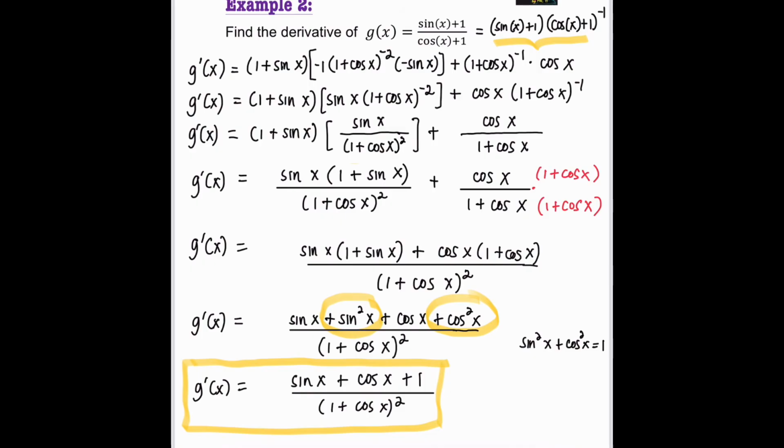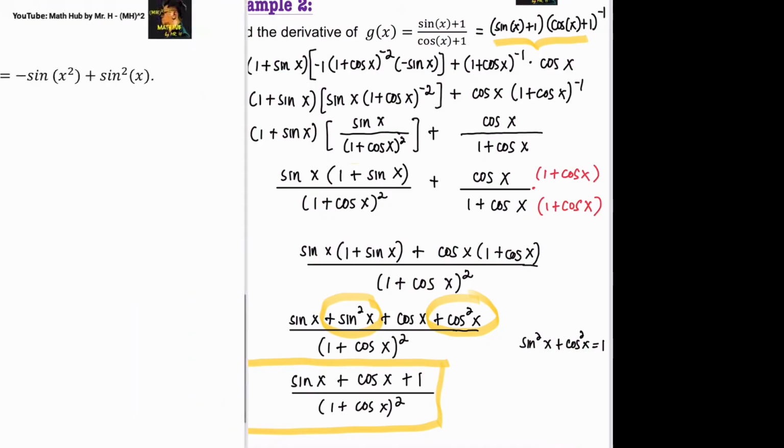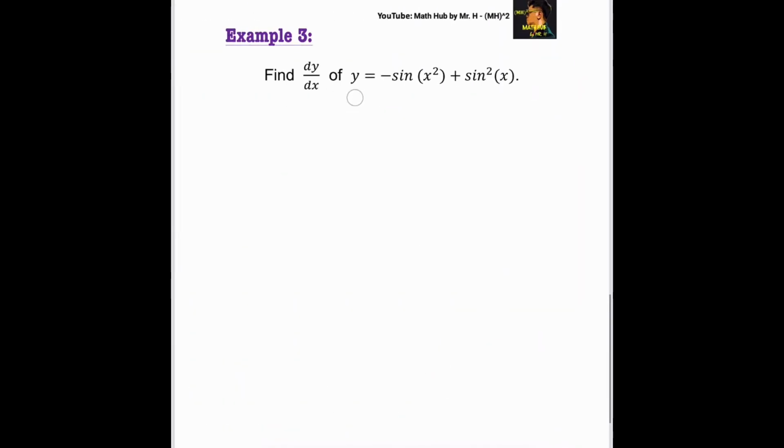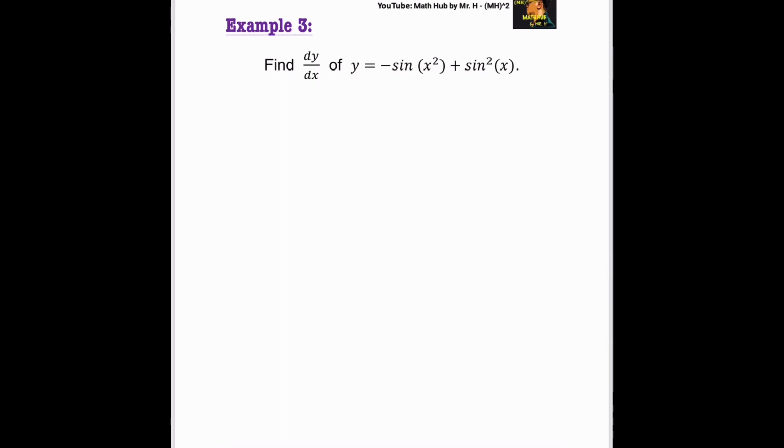Alright, let's take a look at example number 3. Find the derivative of y equals negative sine of x squared plus sine squared x. So this is a straightforward differentiation.